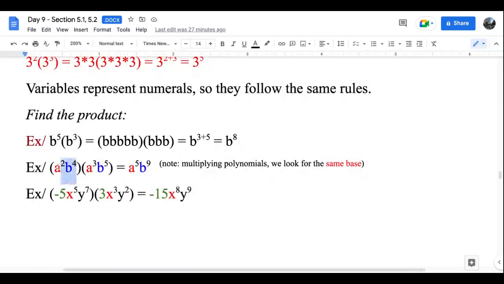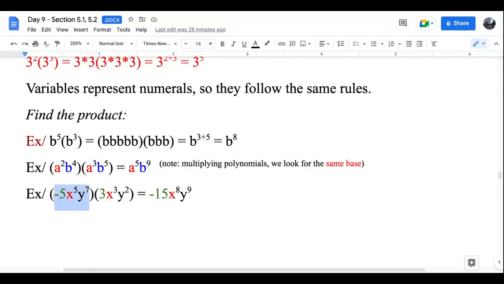If we have a squared b to the 4th power, different bases, multiplied by a cubed b raised to 5, we have to look for the same base, because we can combine the exponents only if they have the same base. So that becomes a to the 2 plus 3, which is 5. b to the 4 times b to the 5th, that's b to the 4 plus 5 equals 9.